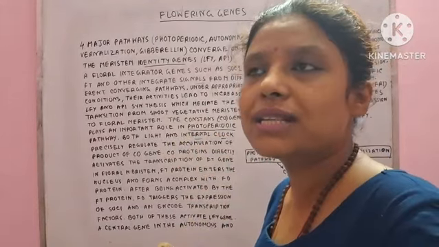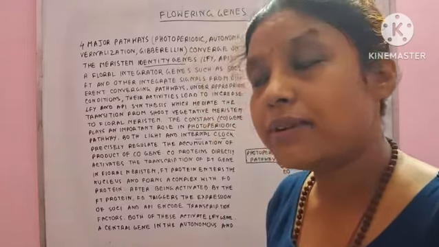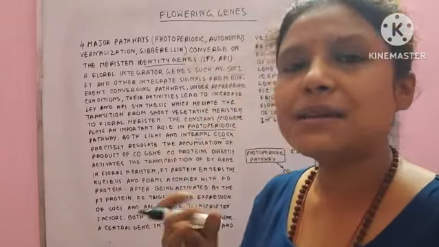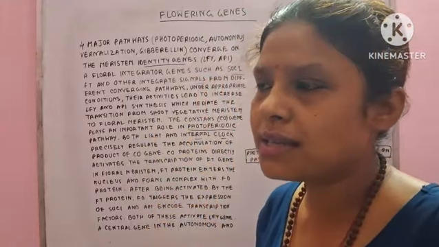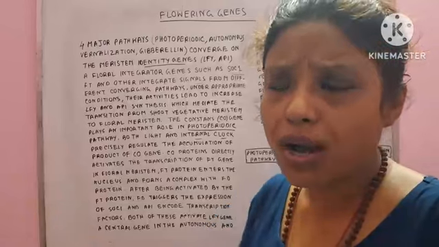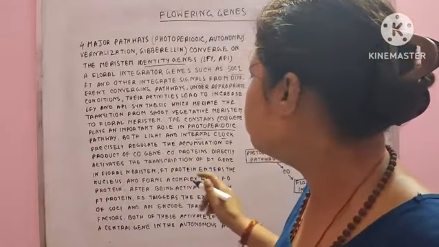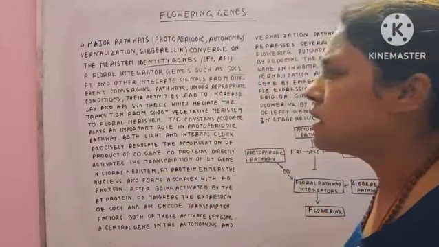Internal clock means you can say the circadian clock, and this circadian clock I will discuss in another video. Just the simple way, what is the circadian clock? That is the day and night that occur rhythmically in a cycle. Okay, so this is called the internal clock.